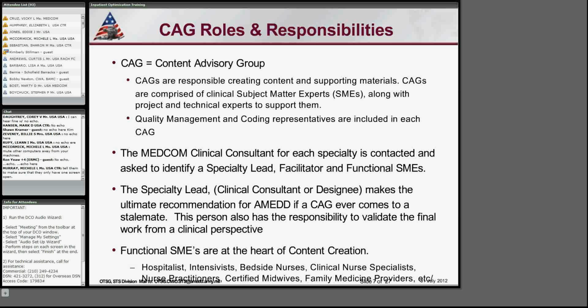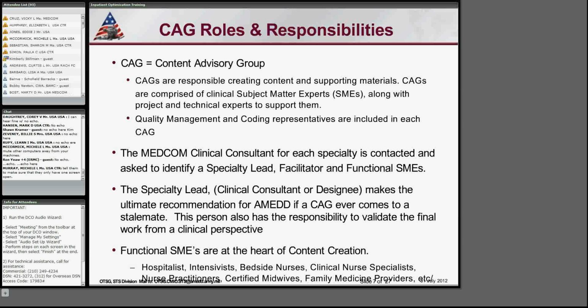So as I've mentioned a couple of times, quality management and coding are always involved in these CAGs as well, because when we look at the requirements, we're really concerned that we're meeting the baseline requirements for documentation and then adding that additional clinical piece on top.